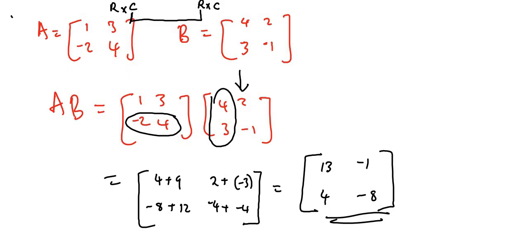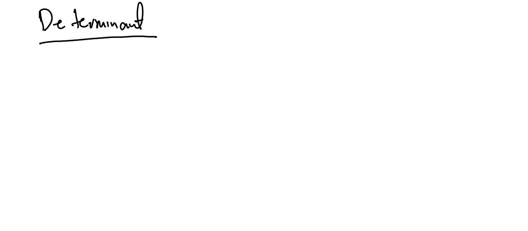Now, matrices are important because they are also used to solve simultaneous equations. But before we talk about simultaneous equations or the application of matrices, there's what we call the determinant. So if I give you a matrix, let's say I'll put letters A, B, then C, D.